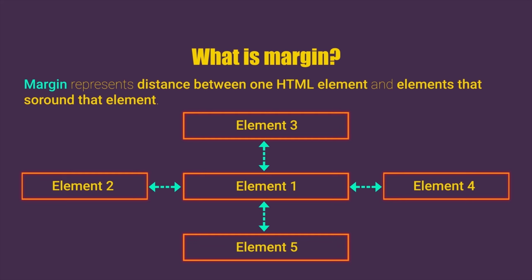So based on that, we have 4 different properties. We have margin top, margin right, margin bottom, and margin left CSS properties.